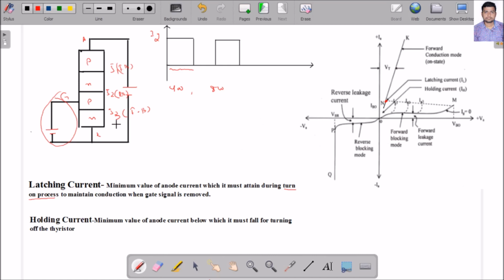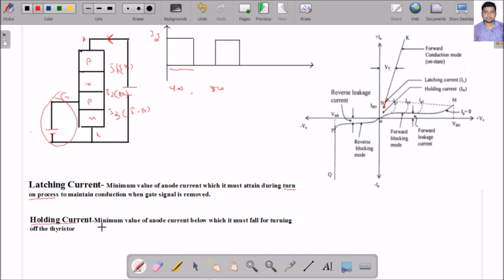Look, one thyristor is conducting. We are discussing the holding current. If the thyristor is conducting now, there is no need to give the gate signal. You are removing the gate signal now. Suppose you want to turn off the thyristor, so you need to decrease the anode current to a level called the holding current. If you decrease the current below the holding current, then only the thyristor is able to turn off. This current is known as holding current.